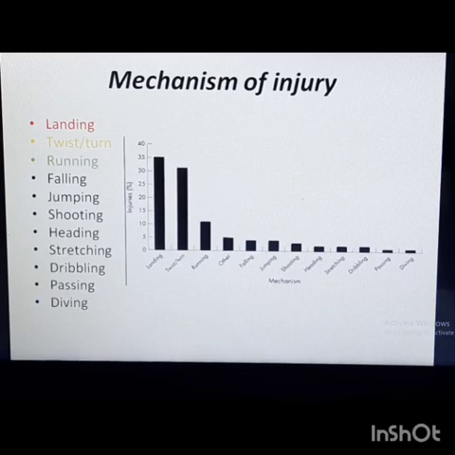Out of all the mechanisms, the number one mechanism that leads to injury, where the maximum number of injuries happened, is the landing. When the footballer jumps to head the ball and lands with an inappropriate landing technique, they land in an inverted and plantar flexed foot, leading to injury. Following that are twist and turn injuries, when they dribble, turning with the ball, they get injury, then running, and so on.